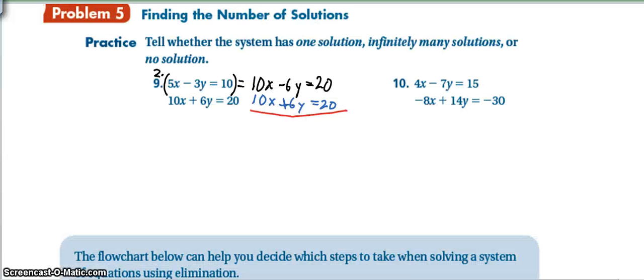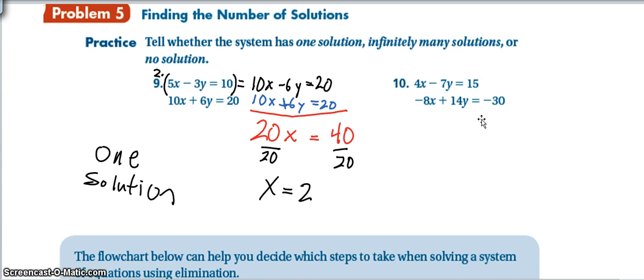So if we're trying to solve this by elimination, we try to get our variables to be equal. So I multiply the top equation by 2, and I get 10x minus 6y equals 20, and then I have 10x plus 6y equals 20 on the bottom. So what I end up getting is that 20x is equal to 40. So we see x equals 2, and we have one solution.